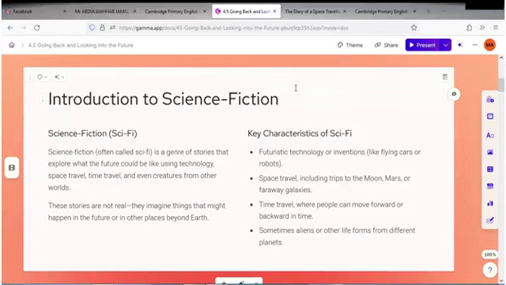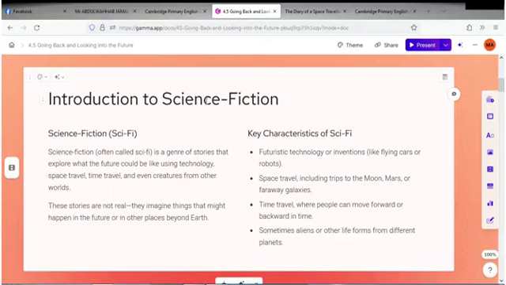So, an introduction to science fiction. Remember that if you look at the word science fiction, we have science and we have fiction. So it is fiction based on science. It's a genre of stories that explore what the future could be like using technology, space travel, time travel, and even creatures from other worlds that we call aliens, to live underwater, to live under the ground, to live outside of Earth. That's science fiction.